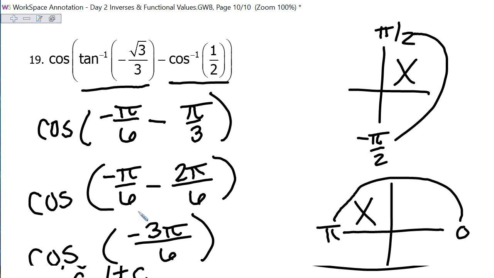Now it's just a unit circle question. Negative pi over 2 would be down here. And that ordered pair would be 0, negative 1. So what is the cosine of negative pi over 2? 0.